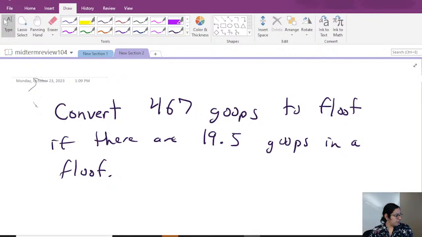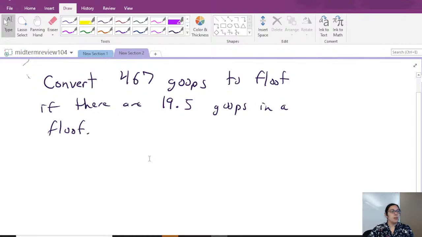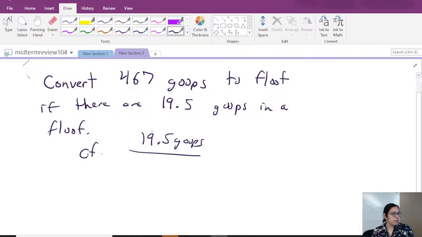Do we have answers? And to write this one, we just had to set up our conversion factor. So I'm just formally writing what this says. So we have 19.5 goops in a floof. And of course, we could write that the other way.